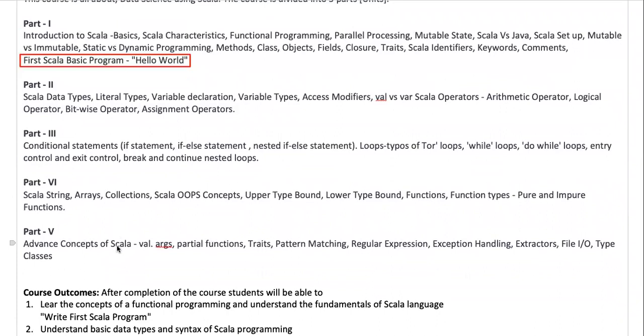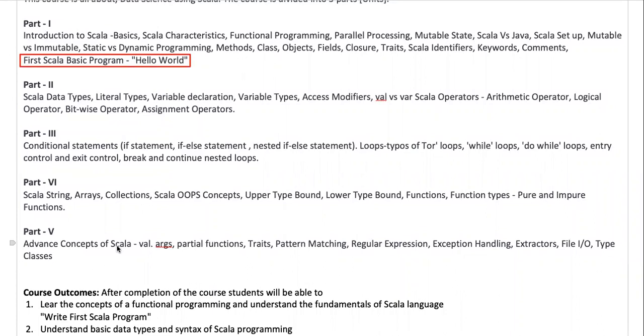Once we are done with part one, we will be able to write our own programs using Scala. Whatever is needed for that, the keywords, the classes, the objects, the methods, we would learn in part one. And at the end of part one, you would be able to write your own basic program.